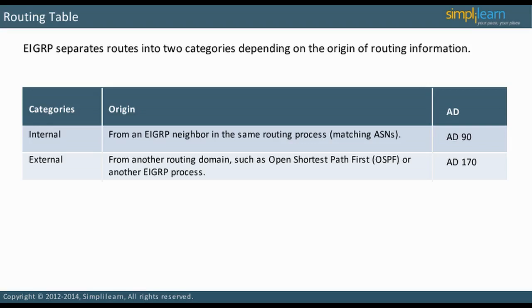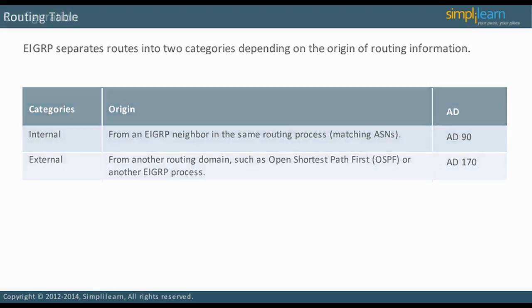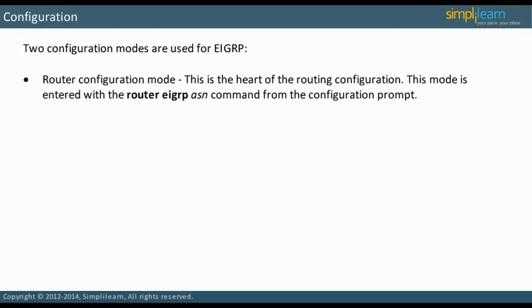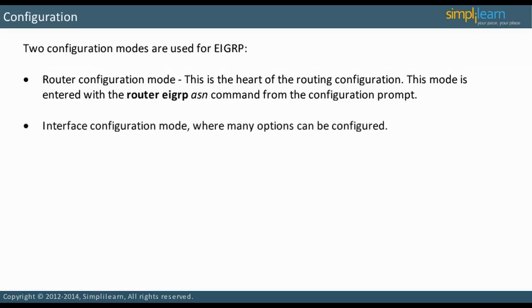Let us discuss how to configure EIGRP on a Cisco router. Two configuration modes are used for EIGRP. The most important is the router configuration mode. This mode is entered with a router EIGRP ASN command from the configuration prompt. The other configuration mode used is interface configuration mode, where many options can be configured. Metric, for example, is assigned by interface. Let us look at basic router mode configuration.